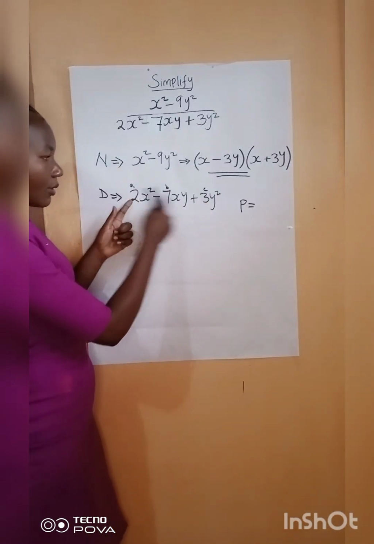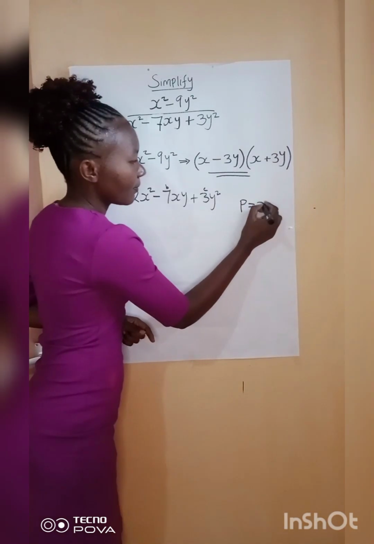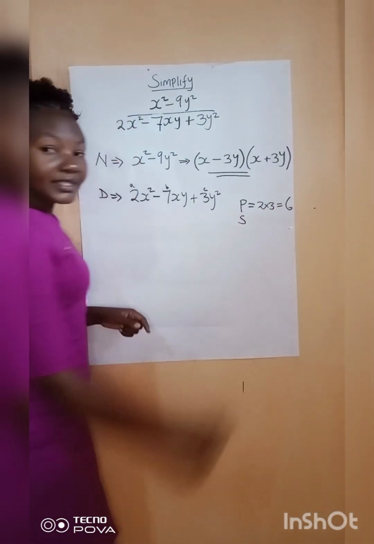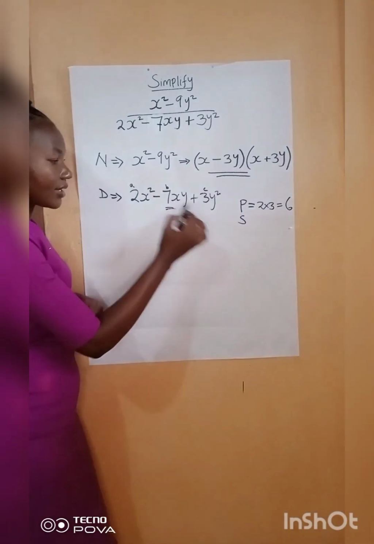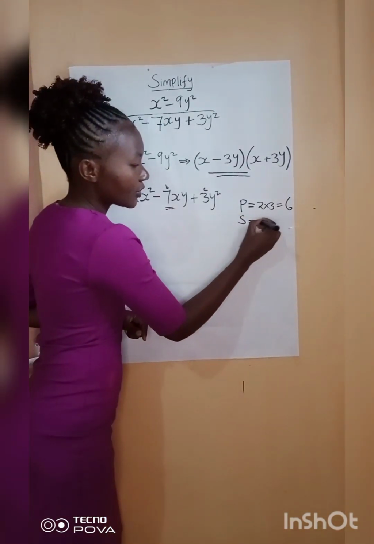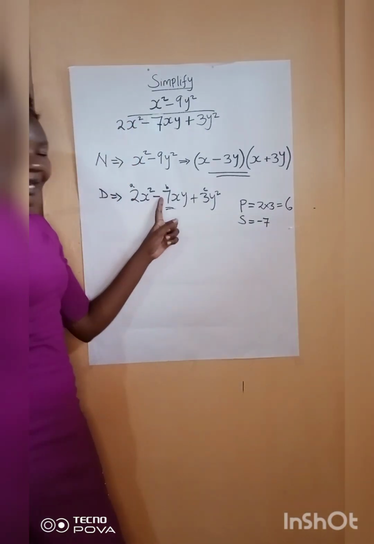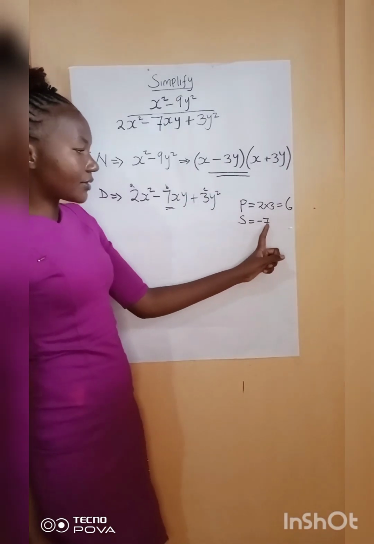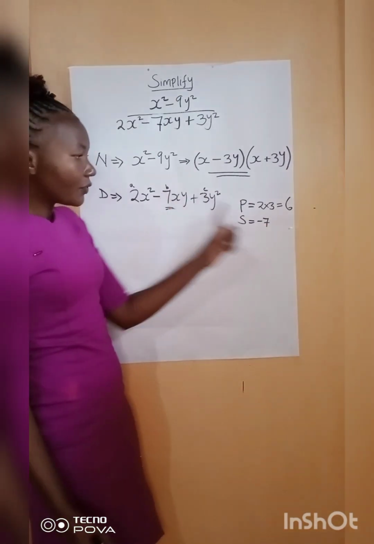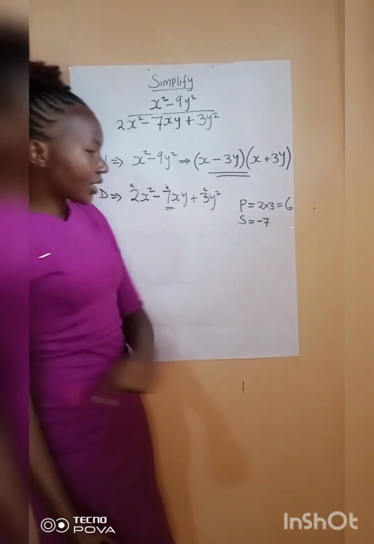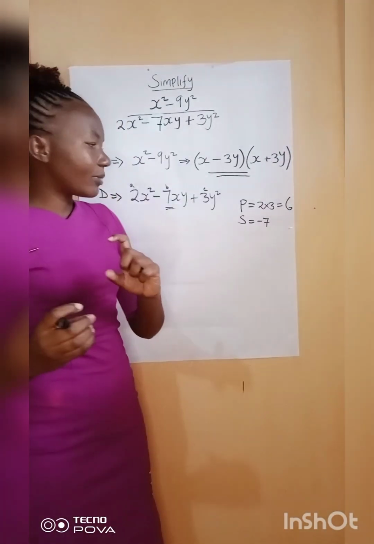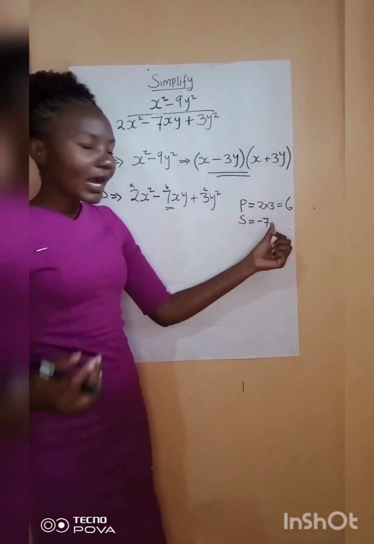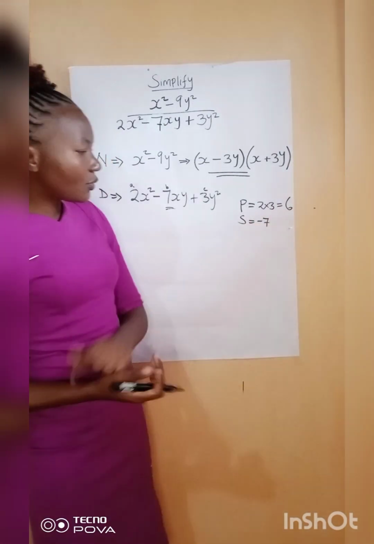And our a is 2, our c is 3. So 2 times 3 to give us 6. And then the sum. The sum is given by the middle number here, which is negative 7. So we must use the given sign. If it was positive 7, we could have written just 7. But now that our number is negative, we must include the negative sign. Now we are going to look for two numbers whereby if you multiply them, they give you 6. And if you add the same two numbers, they give you negative 7.